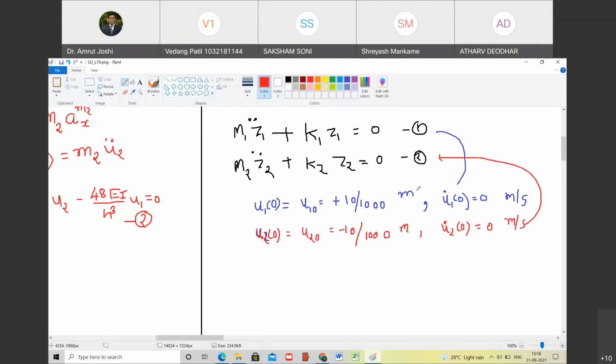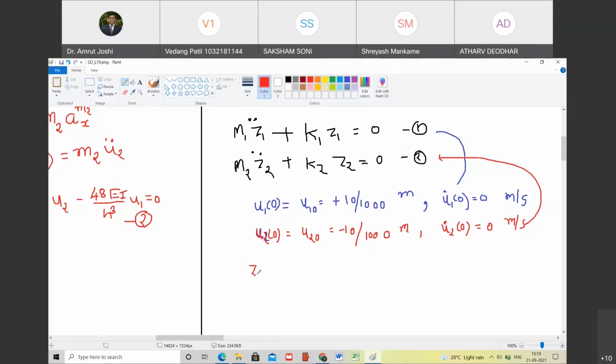But unfortunately, these boundary conditions, in which are they given? Tell me. These are given in U1 and U2 and U1 dot and U2 dot. Do you agree with me? Yes, sir. I must convert them into Z1 of 0 and Z1 dot of 0, Z2 of 0 and Z2 dot of 0. Do you agree with me? Yes, sir.